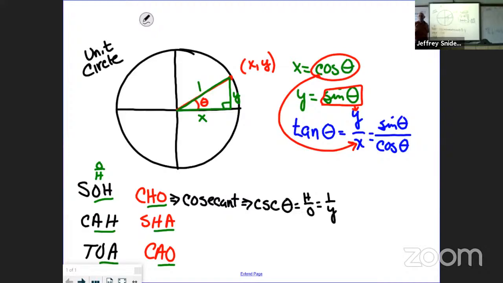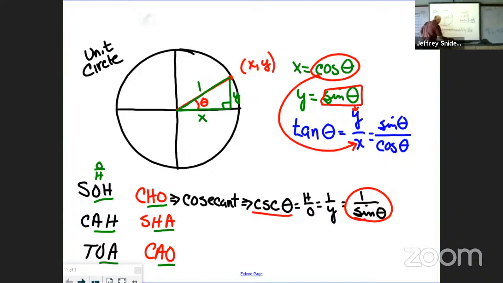We're going to add some. Actually, I'm going to do it right now. And if it's 1 over y, that's the same as saying 1 over what? Sine theta. So cosecant of theta is the same as 1 over the sine of theta.